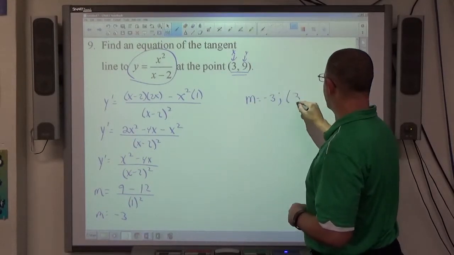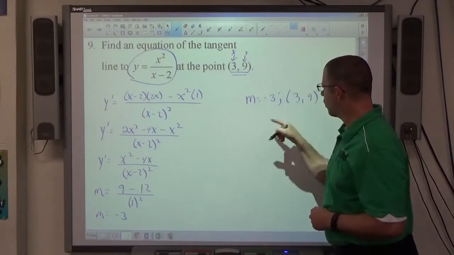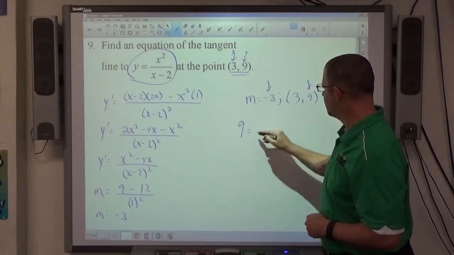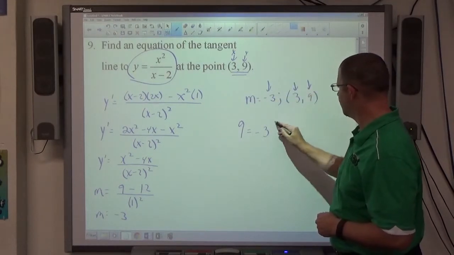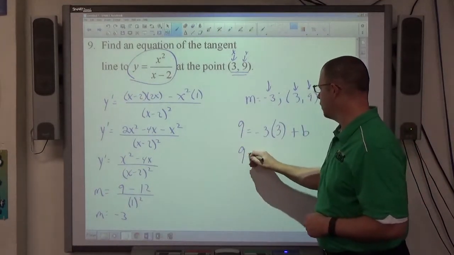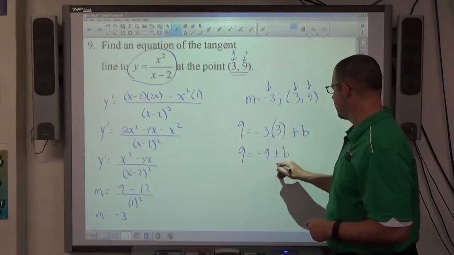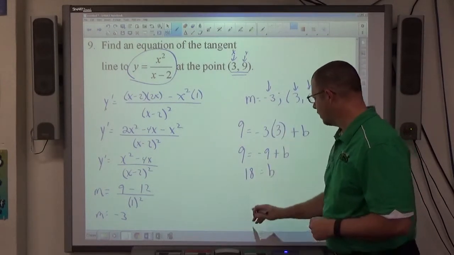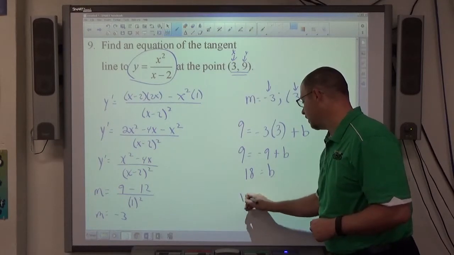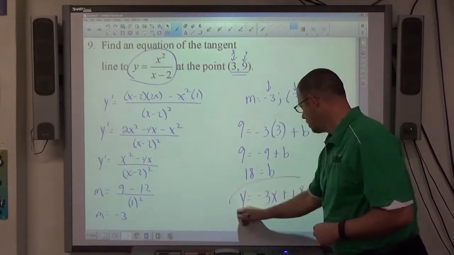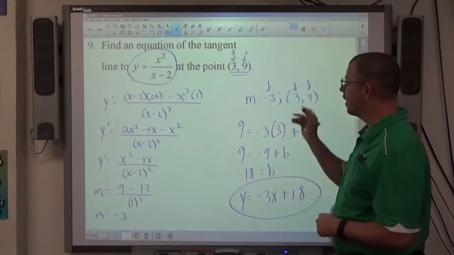My point of tangency is 3 comma 9. So if I go to y equals mx plus b, there's y equals mx plus b. So 9 equals negative 9 plus b, so therefore b would have to equal 18. Slope of negative 3, y-intercept of positive 18, y equals negative 3x plus 18 would be the equation of the tangent line to that curve at that point.